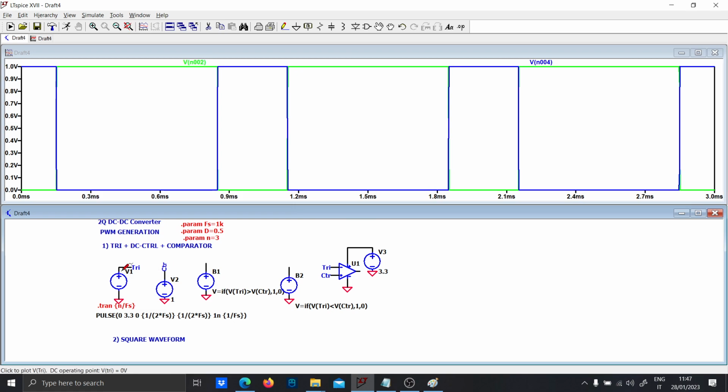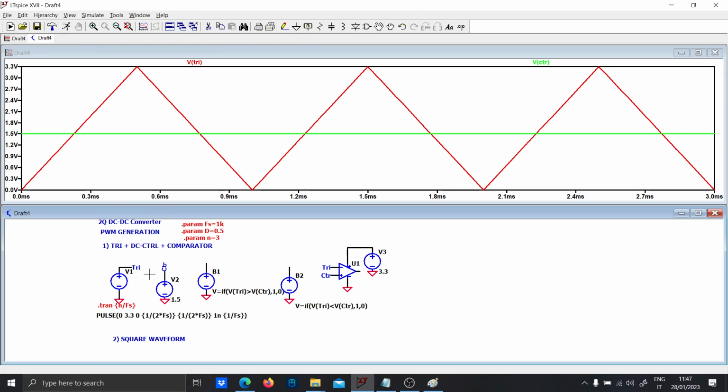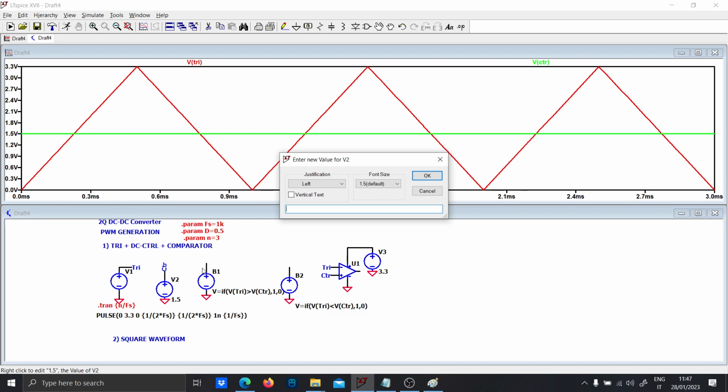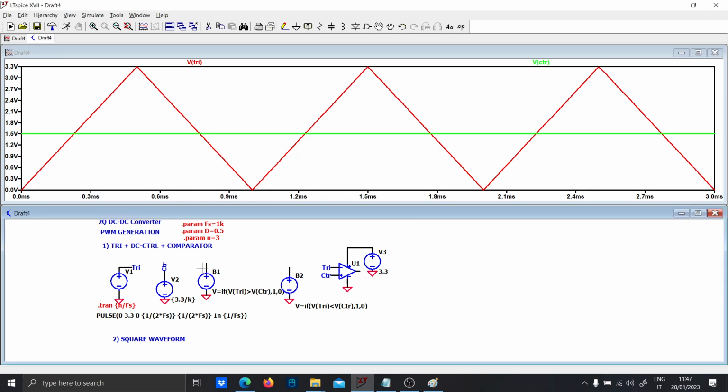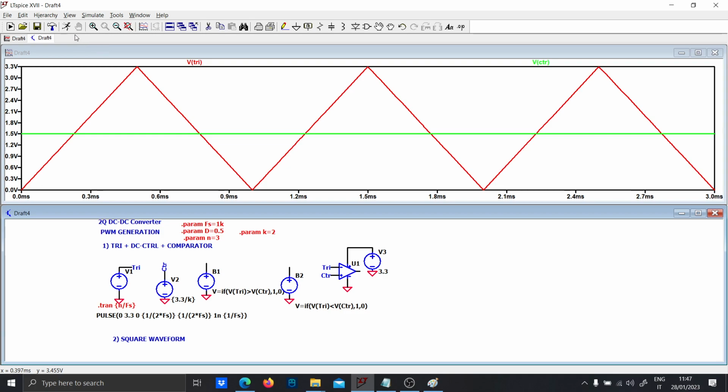Because if you put 1, you don't actually know how much, you should put the voltage based on the amplitude of your triangular waveform. So for instance, if you have 3.3 over k, k will be basically your duty cycle, I think. Let me just verify. So if you put k equal to 2, you should have a duty cycle of 50%.